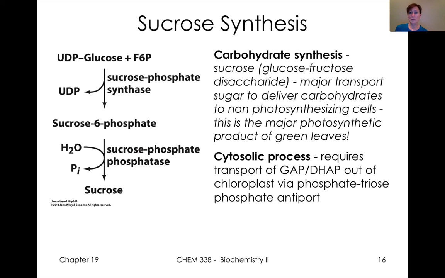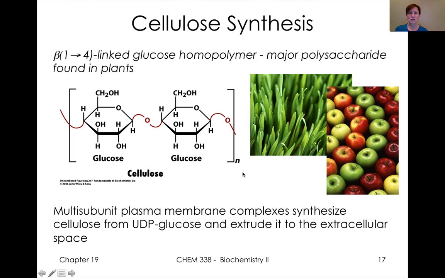We'll also talk a little bit about sucrose synthesis. So again, this uses UDP glucose plus F6P, generating a phosphorylated form of sucrose. Dephosphorylation yields sucrose. Sucrose is a really interesting carbohydrate in plants because, being small and very water soluble, it's a transportable sugar. So this is the major transport sugar that allows carbohydrates to be delivered from photosynthesizing cells to non-photosynthesizing cells. So interesting chemistry to think about there.